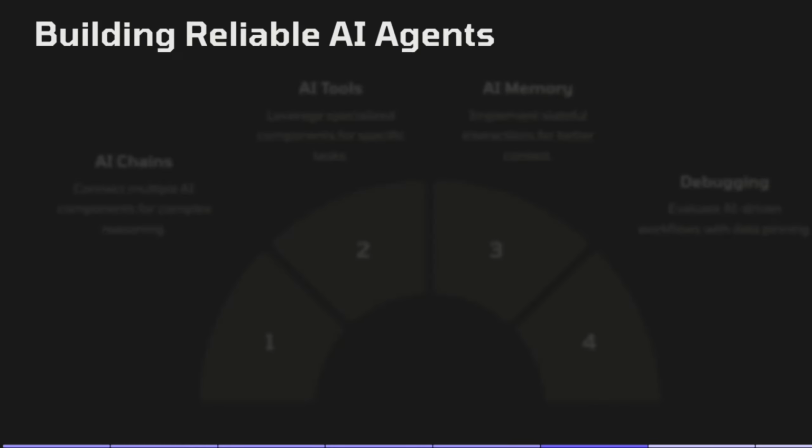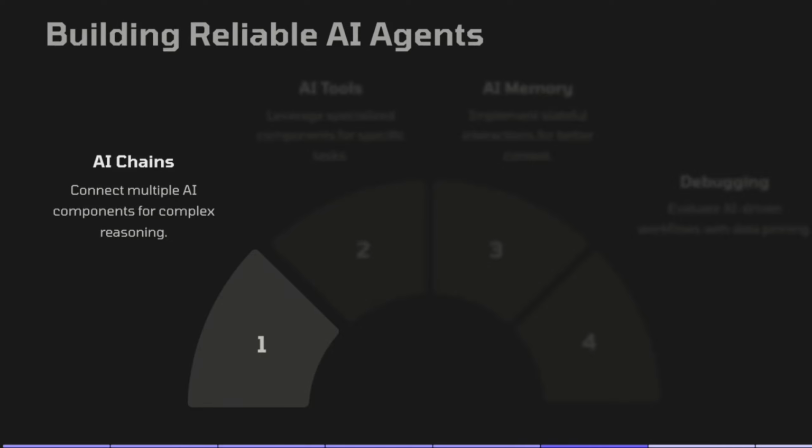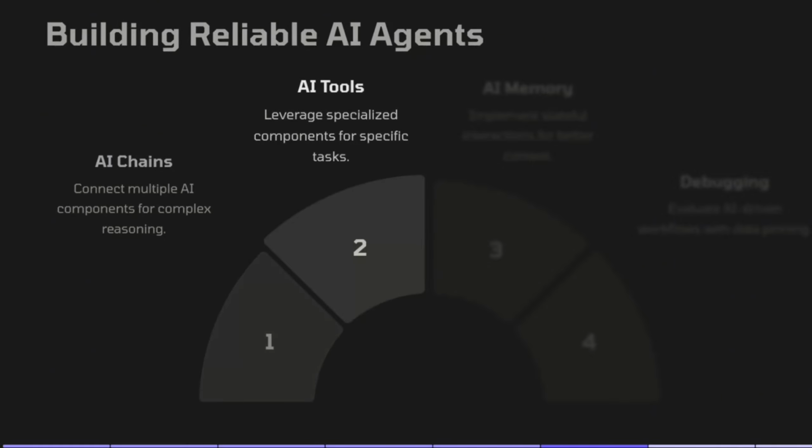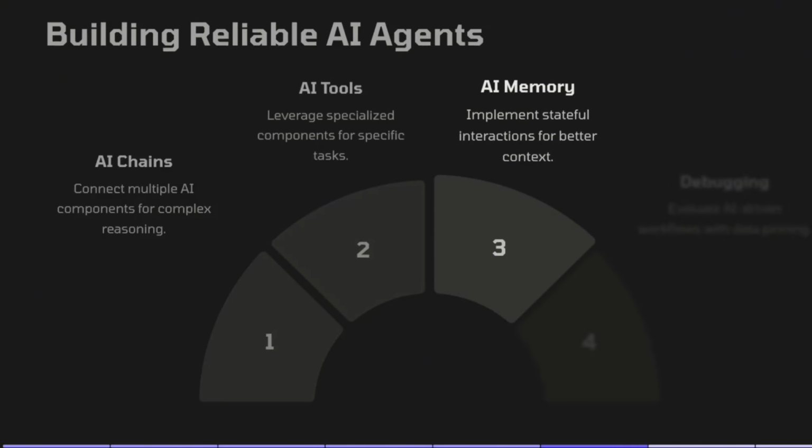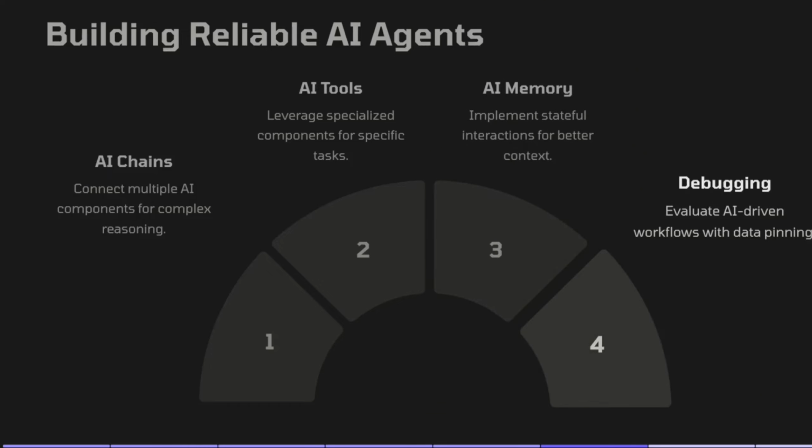By the end of this course, you'll understand how to build reliable AI agents. You'll learn AI chains connecting multiple AI components for complex reasoning, using AI tools to leverage specialized components for specific tasks, using AI memory such as databases, and having AI interact with those databases. You'll also learn directly how to debug your workflows and become fully self-sufficient in creating workflows and AI automations.